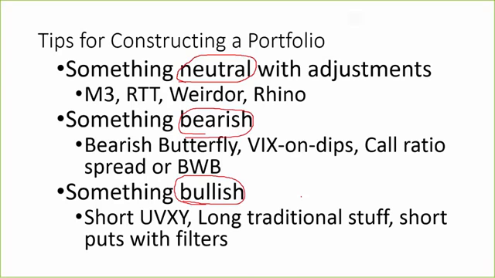Do you have things that are neutral? Do you have things that are bearish? And do you have things that are bullish? Examples of neutral trades would be all of these. M3, road trip trade, Weirdor, Rhino. I didn't mean to leave anybody else off, but these are ones that come to mind as very well studied, lots of documentation about it, things that you don't have to go reinvent the wheel, and you can just learn these trades and probably have positive expectancy on, especially in neutral markets and sideways moving markets. Then you should have something that's bearish.